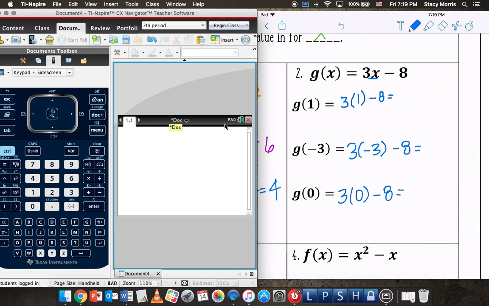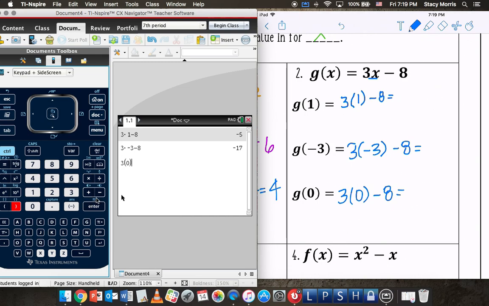Normally, you'll only do this one time. They wouldn't have you do 3 different values, but this was just for extra practice so we could get more problems in, using the same equation. So again, we could just type these in. 3 times 1 minus 8 is -5. And then the second one, 3 times -3 minus 8, here we go, -17. And then the last one, 3 times 0 minus 8 is -8. So I'm going to write those answers down. The first one was -5, second one -17, third one -8.